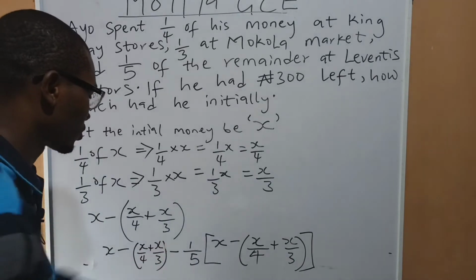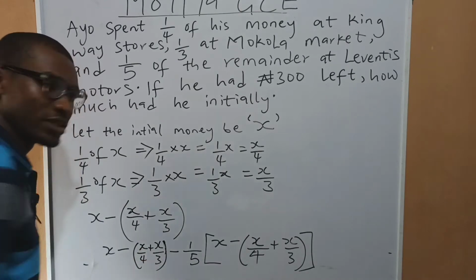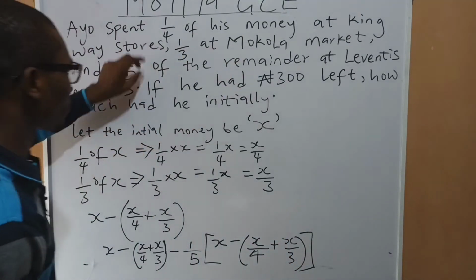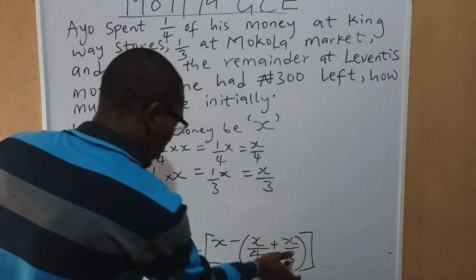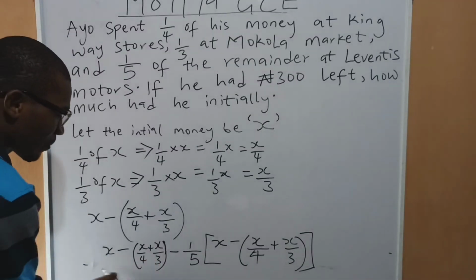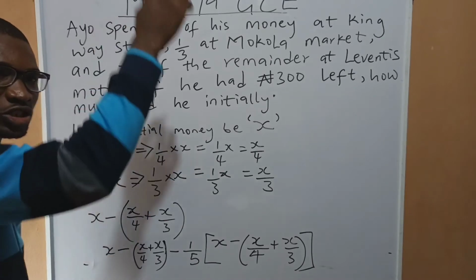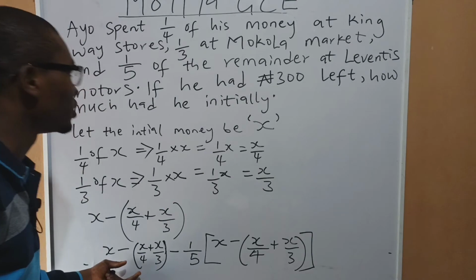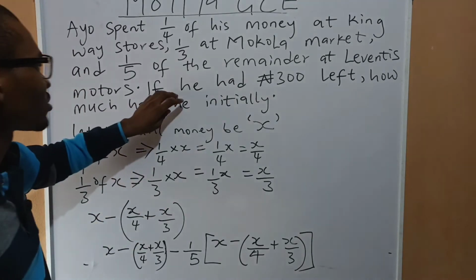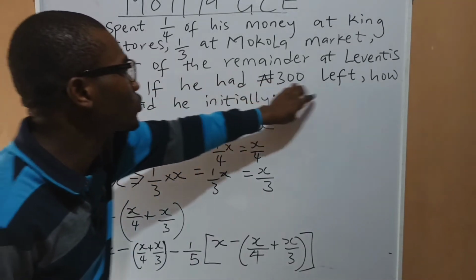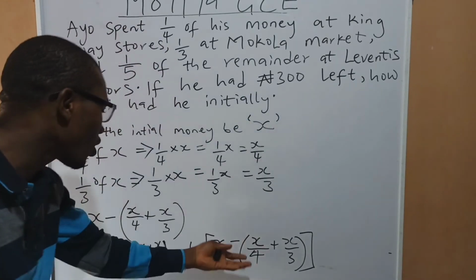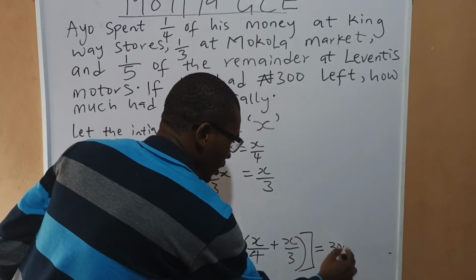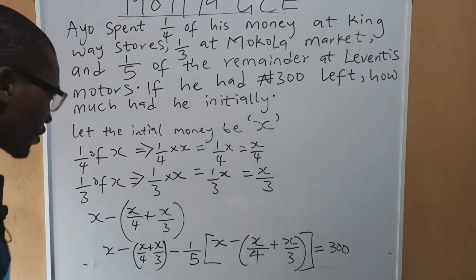So that is basically what I did. I subtracted the last expense, which is 1/5 of this remainder, from the remaining part of the money after the first expenses he made. The final part of the question says if he had 300 left, that means after all these expenses, Ayo had 300 naira left. The question is very simple.